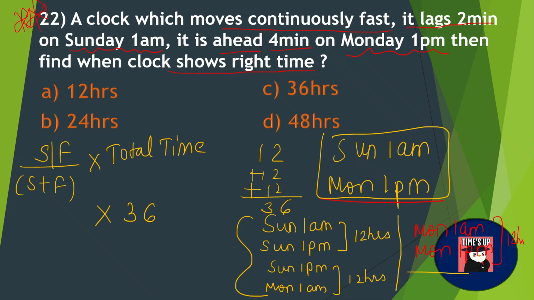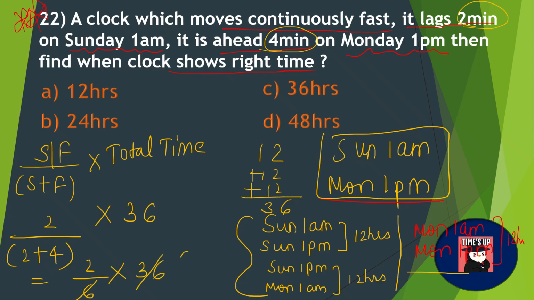So slow or fast, anything you can take. 2 minutes you take or 4 minutes you take. So I will take 2 minutes, divided by 2 plus 4. Correct? So 2 divided by 6 into 36. So 2 sixes are 12. So 12 hours will be your answer. A is the correct option. I hope you got the concept. Okay, students?